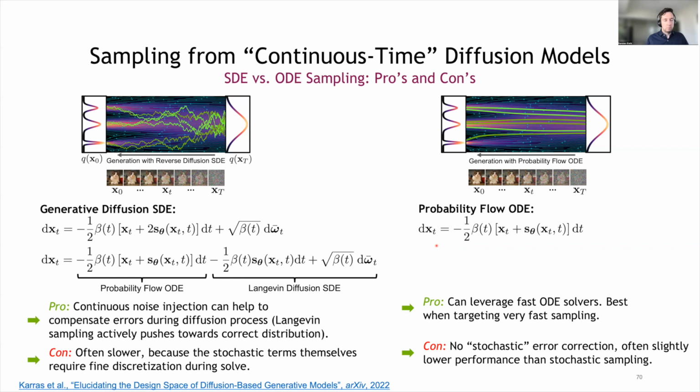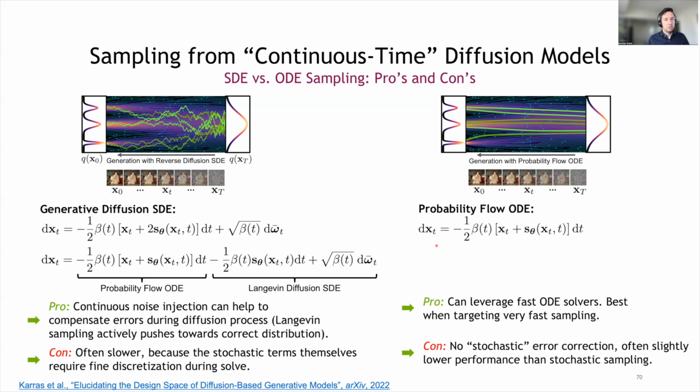So to summarize, what we see is if we are not concerned about our budget of neural network evaluations and we're willing to do a lot of steps, then this SDE framework can be very useful. But if we want to go as fast as possible, then probably the ODE framework is better, where we then can leverage these really fast solvers.